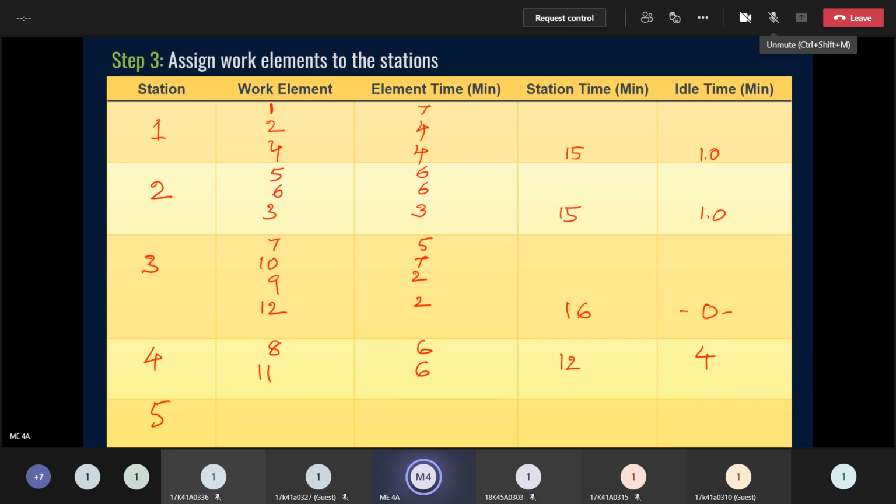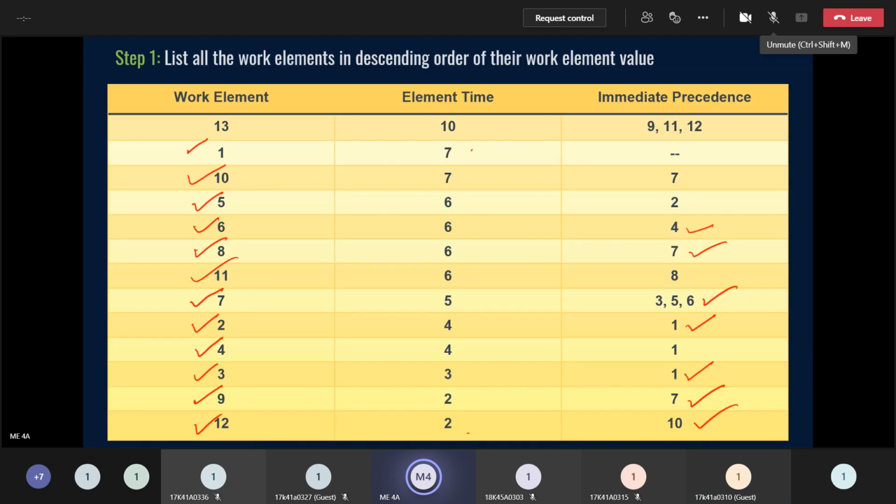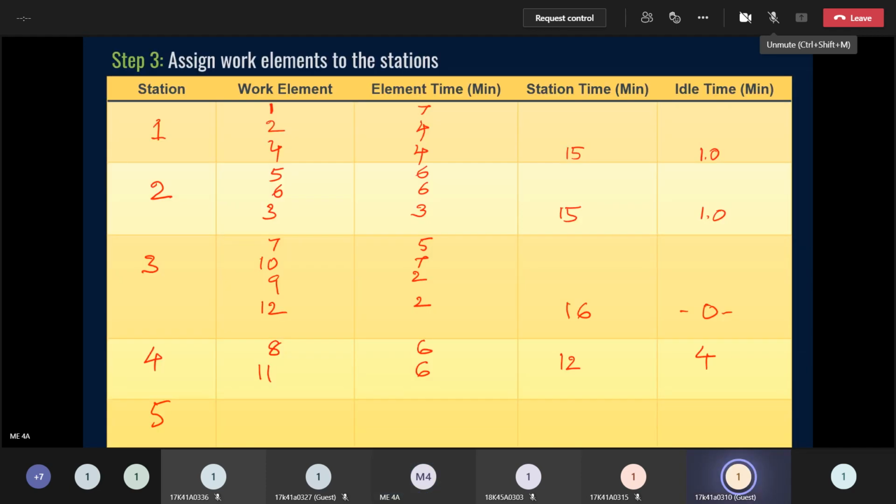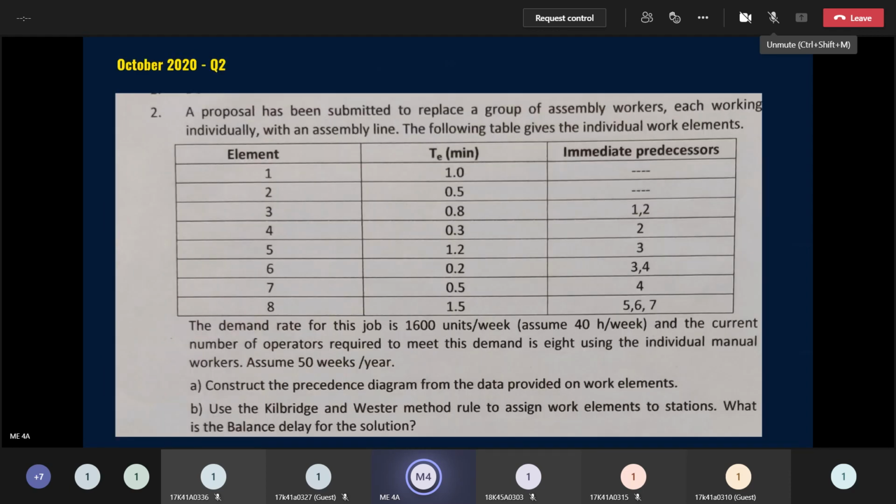So fifth station, because with 4 minutes there is no other element left over. So only work element left over now is 13. Element time 10 minutes. So here 10 minutes is over. So 6 minutes is idle. So are you clear how I am doing this assignment? Yes, sir. This is a very, very simple problem. So you have to do it this way. Step 3 is over.